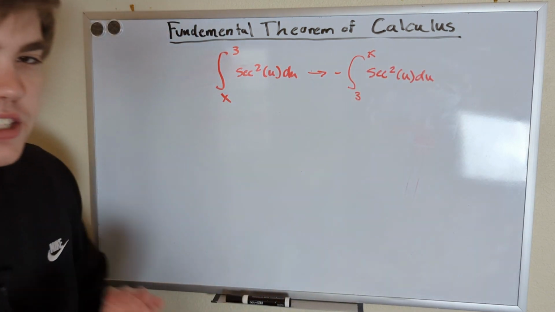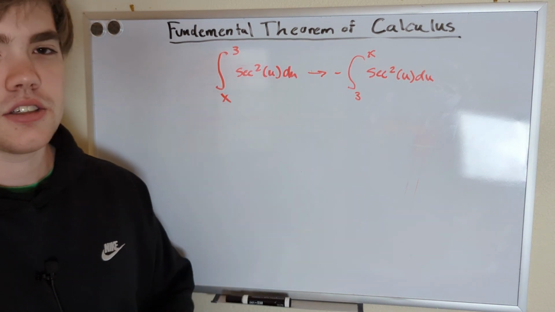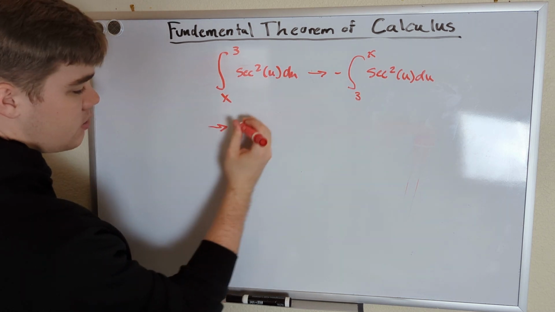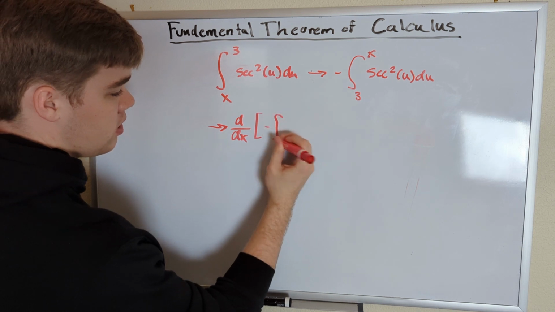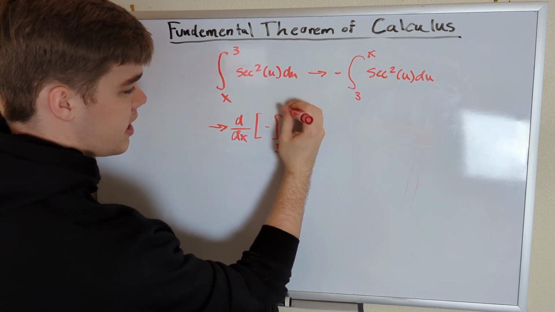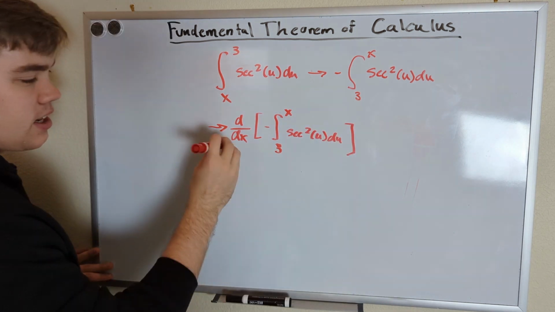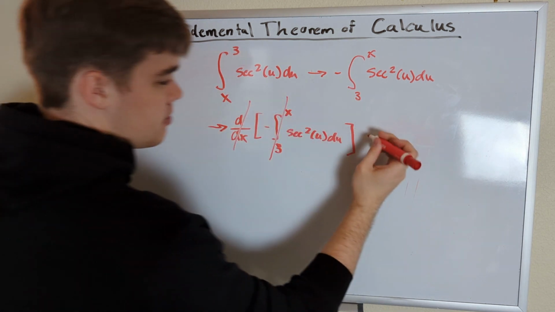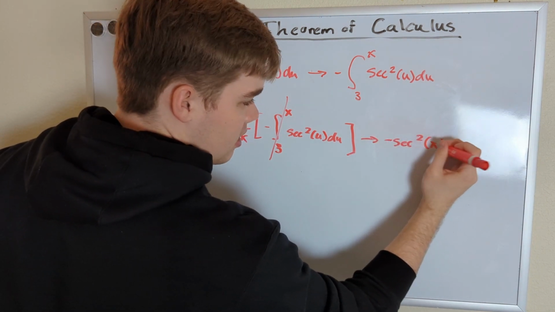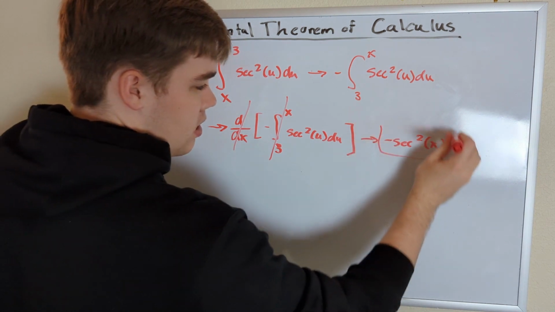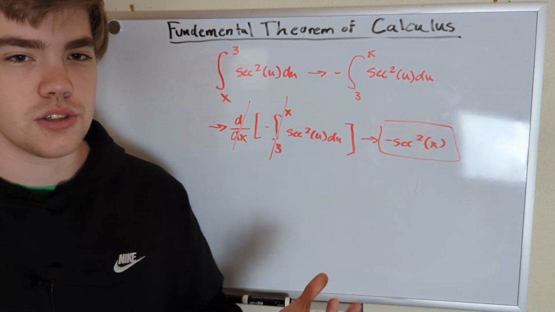And now we can just use a derivative to undo this integral and figure out what the derivative of this function is. Let's do that now. Since we are looking for x, we just take the derivative with respect to x of the negative integral from 3 to x of secant squared u du. Now that our derivative and integral cancel out, we simply get negative secant squared x. And that is our derivative. Remember, we just needed to switch our variable from u to x. And since we have x in here, we can just switch it up and we're all good.